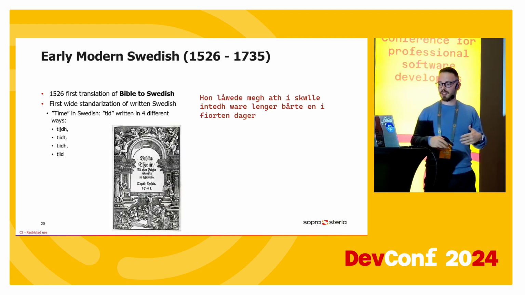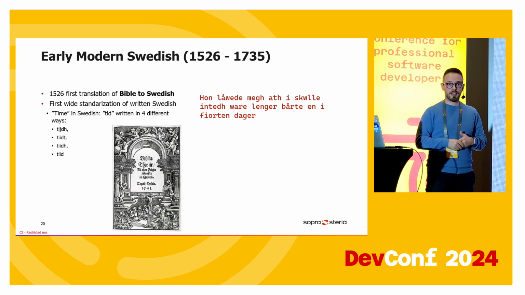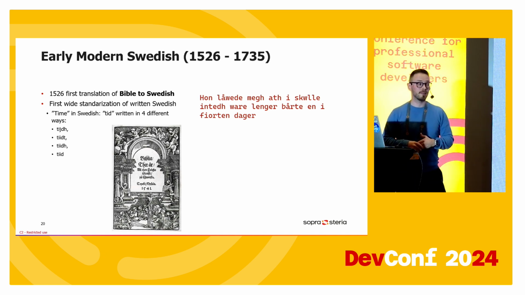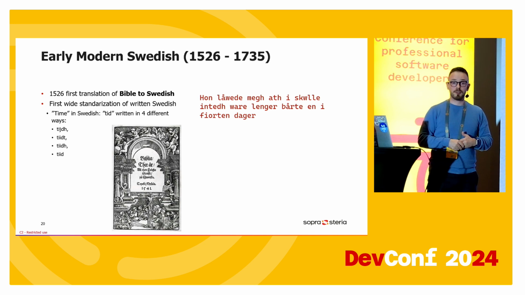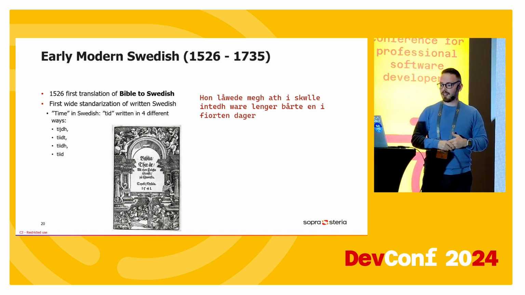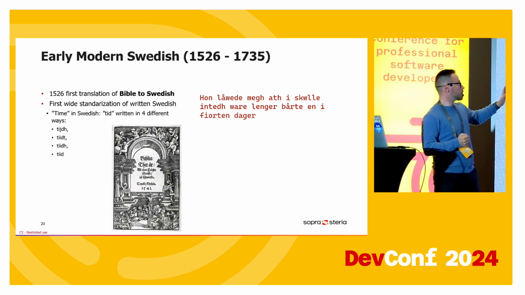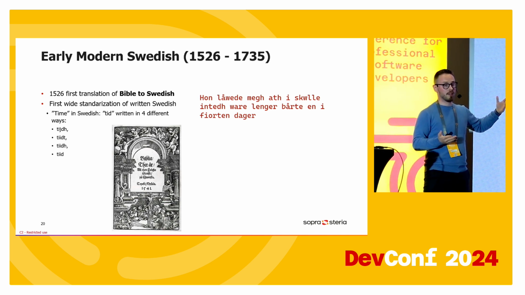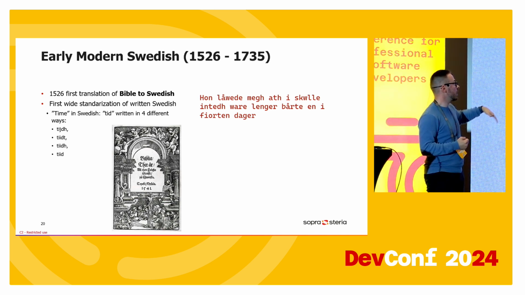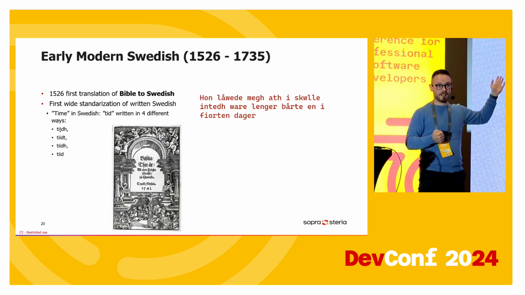The next period starts from 1526, not because they decided, okay, now we are changing our language and updating it, but because they translated the Bible, and the Bible became a standardization of the written Swedish text. And what is standardization? Before, you could have the word time, which nowadays is called tid in Swedish, written in 4 different ways, depending on who is writing. But with the Bible, we have only one way to write it, and it was standardized.